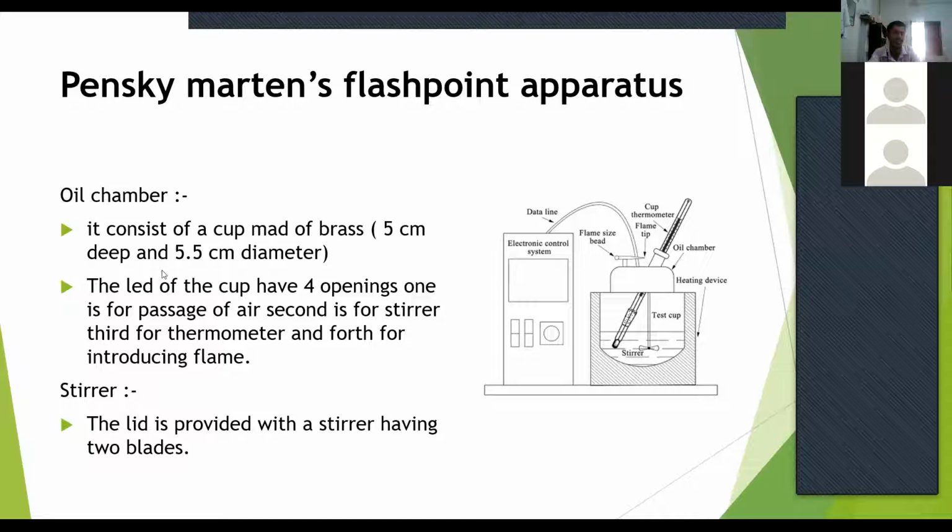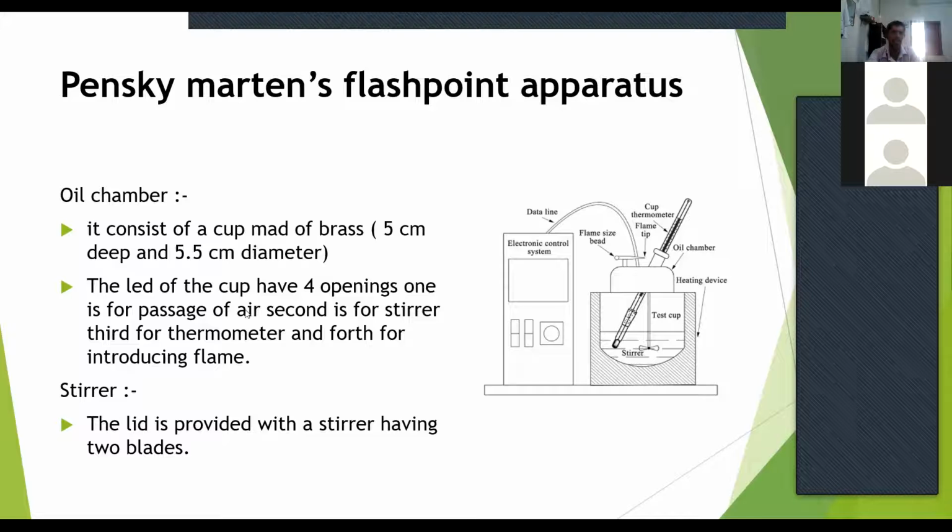There are certain dimensions for that test cup, so up to that limit we will fill it with the sample. Then there's a cap, or we call it a lid, to close that cup, because there will be 4 different holes. Only using those holes can we access the test sample after assembly.